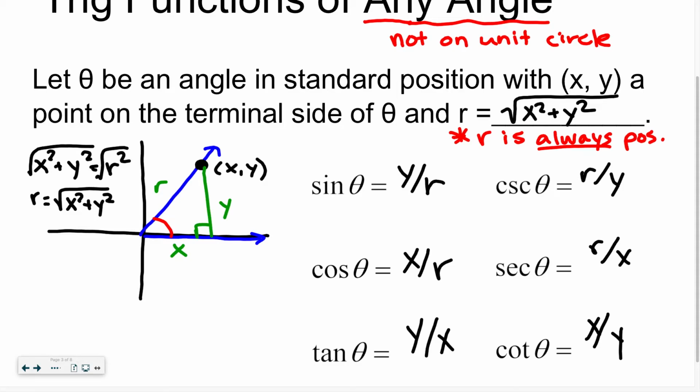Okay. But here's the weird thing. The sides of your triangle, your x and your y's, they can be negative, right? Depends on which quadrant they're in. If your triangle's in quadrant 2, x will be negative, y will be positive. If it's in quadrant 3, x and y will both be negative, and if it's in quadrant 4, x will be positive, but y will be negative. So your x and your y can change signs because it's talking about direction on the coordinate plane, but your r will always be positive.